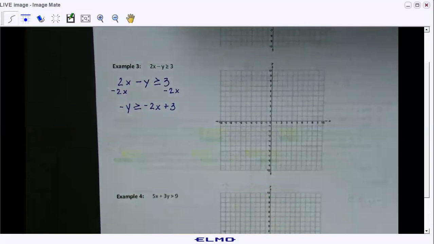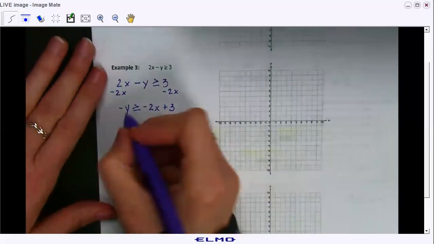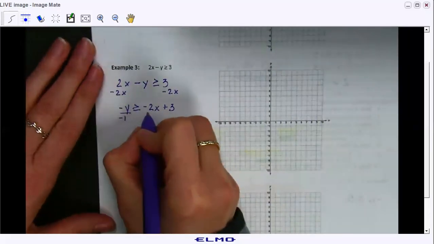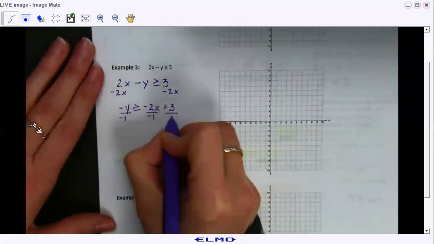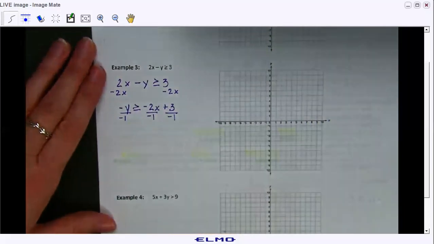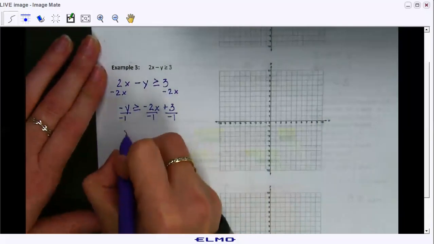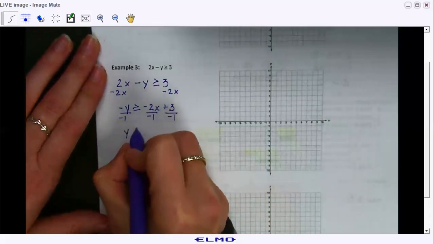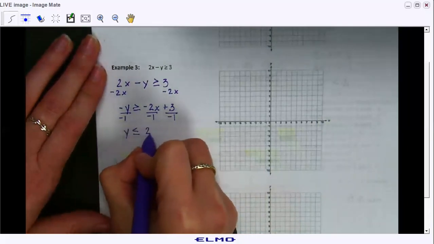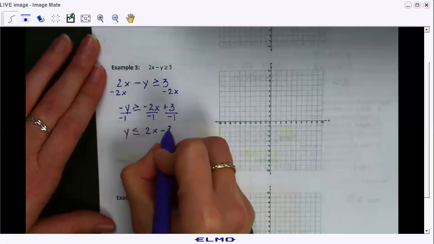What's our problem here? y is negative, so we need to get rid of it. What do we want to do to the equation? Multiply by -1. Multiply everything by -1 or divide everything by -1. Either way works. So I'm going to divide by -1. Does anyone remember what we have to do with inequalities when we divide or multiply by a negative? Flip the sign. So now y is no longer greater than or equal to, but it's less than or equal to 2x minus 3.